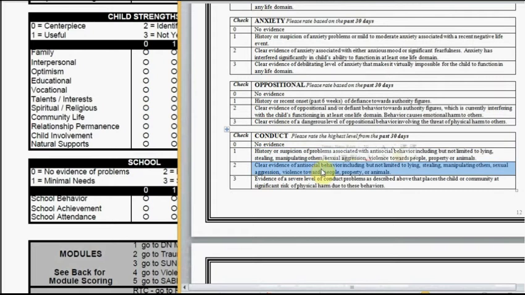Very much like in anxiety and oppositional and depression, for 2, we have to have a clear evidence of those behaviors. And in 3, there's evidence of severe level of those behaviors, and those behaviors place the child or the community at significant risk of physical harm. So 3 doesn't mean that the harm has been done or the child does harm, just the risk of physical harm due to those behaviors is a 3.